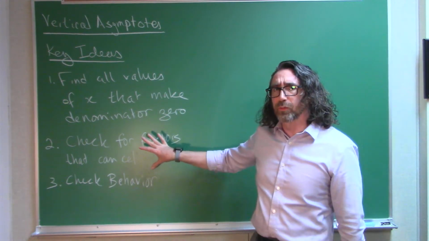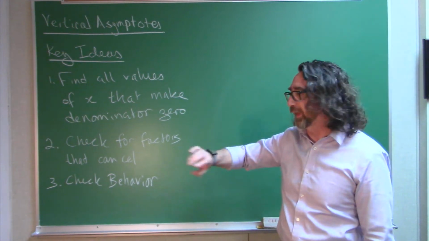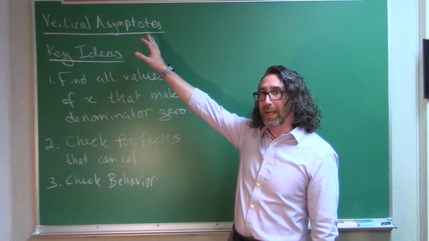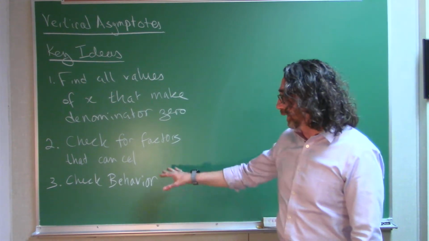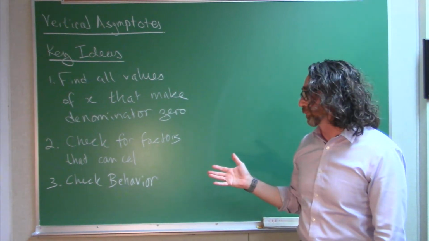We'll also need to check if anything cancels with something up top, because that can affect whether or not we have a vertical asymptote. And lastly, I'll just call this a check on behavior.